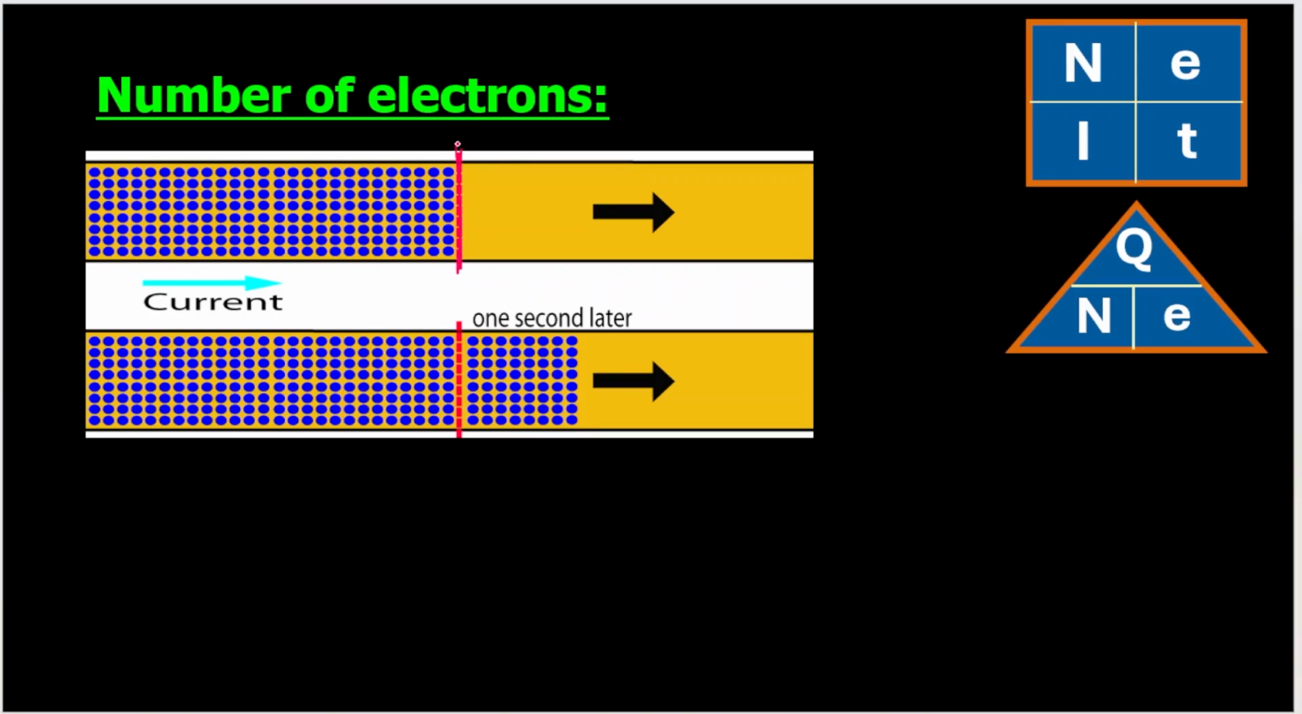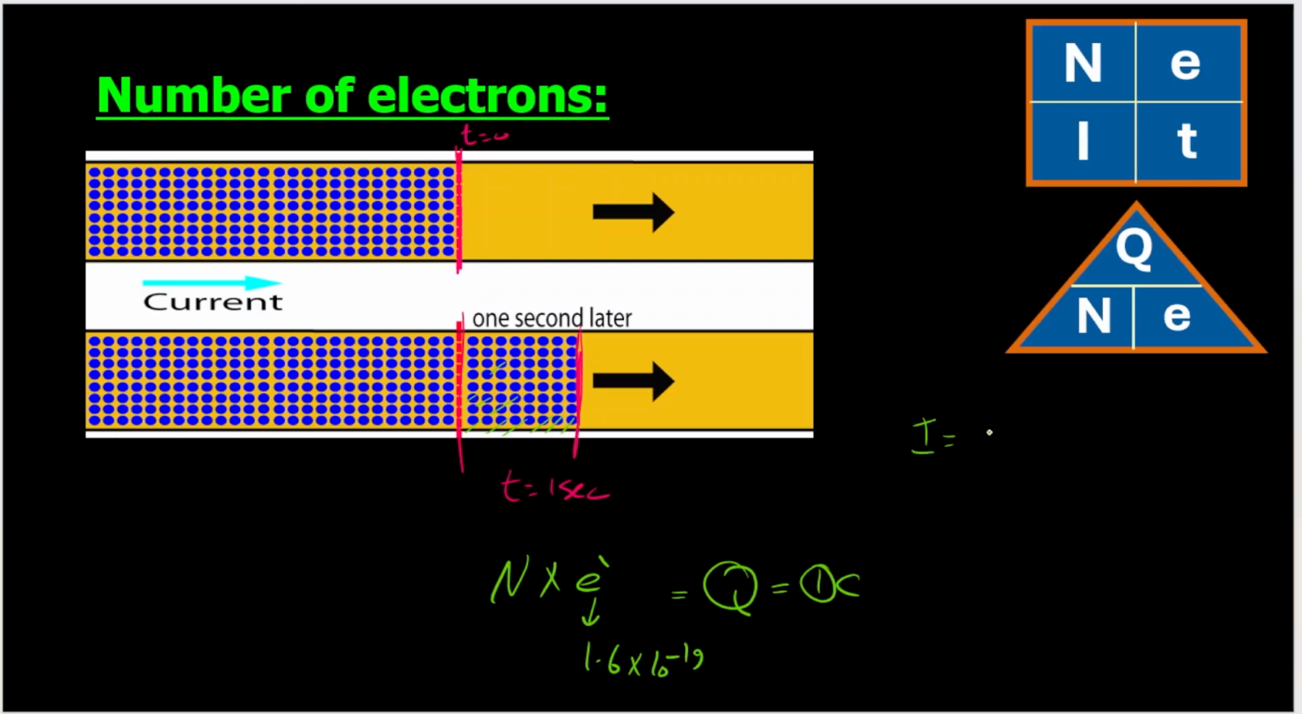So now time is equal to 0. This is the number of electrons that flow in just 1 second. So if you count the number of these electrons and you multiply it by the charge of 1 electron, which is a constant number equal to 1.6 times 10 to the power negative 19, in this case you will get the total charge, and in this case it will be 1 coulomb. So I is equal to Q over T. So if the quantity of charge is 1 coulomb and the time is 1 second, in this case the electric current intensity is 1 ampere. Done.